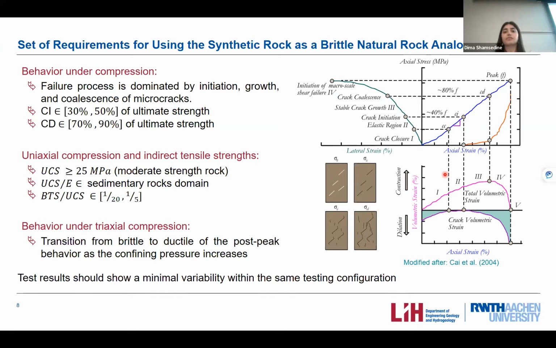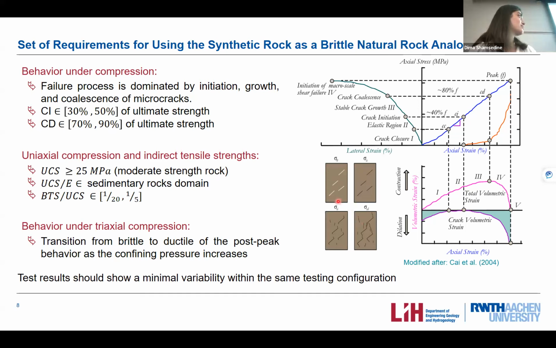As I mentioned, the goal is to come up with a material which behaves as close as possible to natural rocks. In order to do so, we have set a series of requirements that if this material meets, then we can say that it behaves like natural rocks. To begin with, we examine the behavior of the material under compression. Now, how do natural rocks behave under compression? The illustrations here show the physical aspect of the behavior under compression of natural rocks.